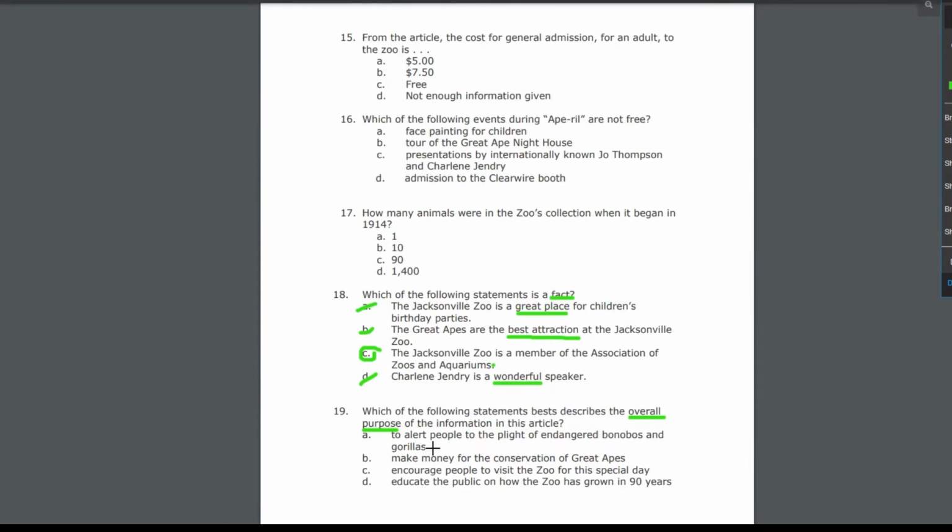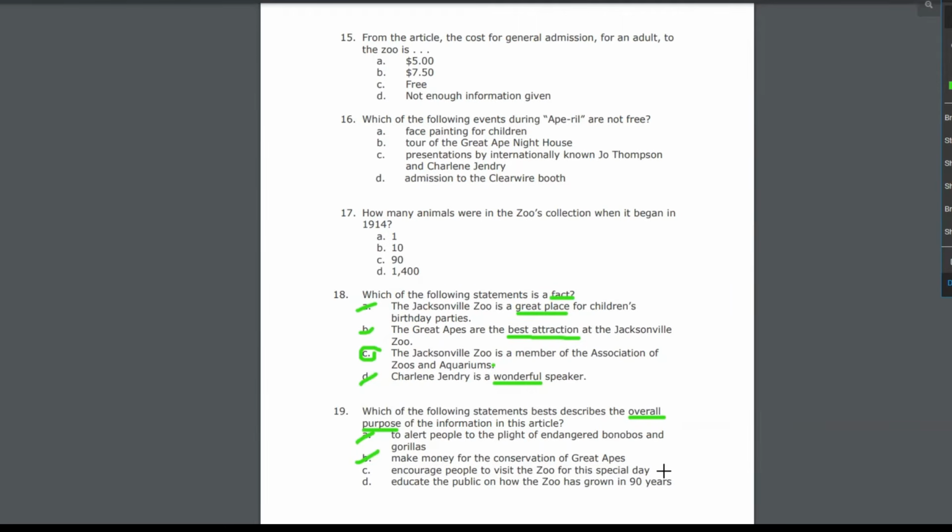So even though that was mentioned, it's not the overall purpose. Anytime something is mentioned, that's just a detail, but that's not what we're looking for. B, make money for the conservation of great apes. Again, that is not a main idea of what they're talking about. They described an event that's going on, April, a celebration of apes, and then they follow that by information about the actual zoo. So that's not it. All right, C, encourage people to visit the zoo for this special day.